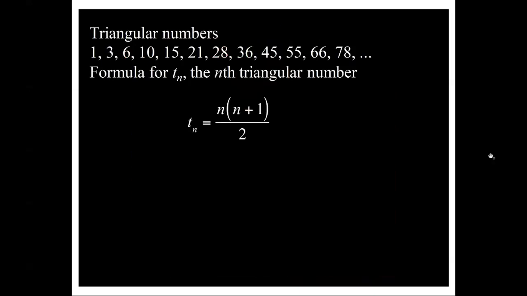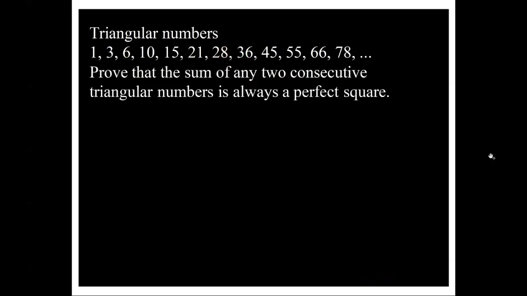These triangular numbers actually have a lot of properties. If you pick any two consecutive triangular numbers and add them up, you always get a perfect square. Try it. 21 plus 28, 49. 10 plus 15, 25. How would you prove that? What would the mathematics be to do that?